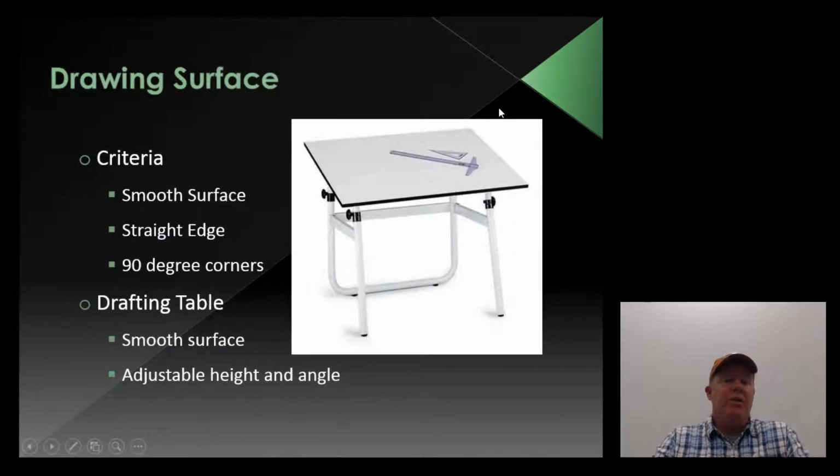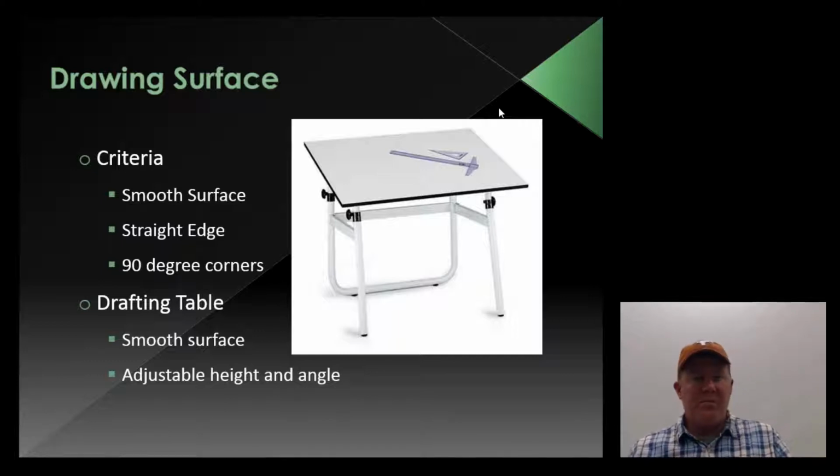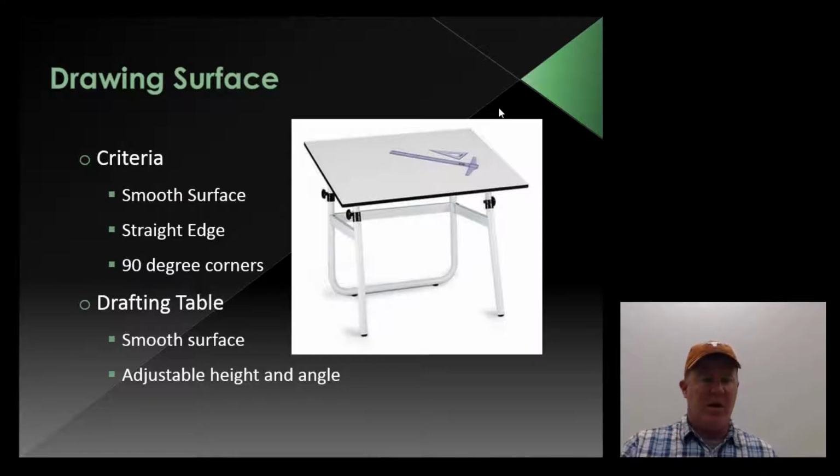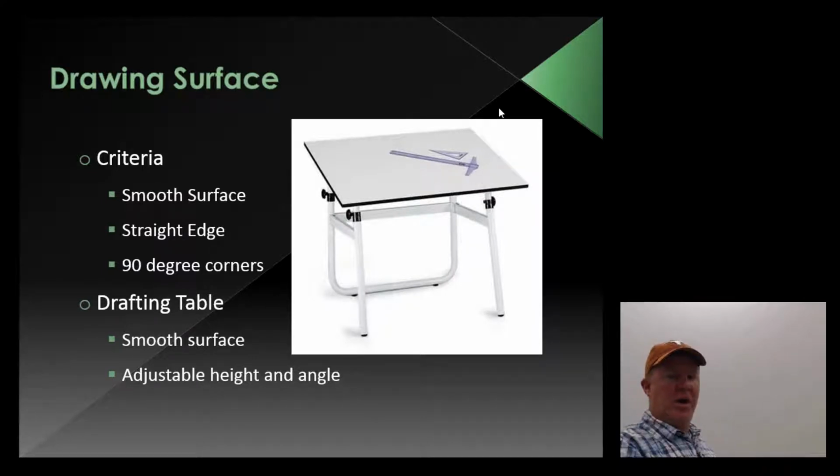So to begin with, you're going to need a drawing surface. At school, we use something similar to this. Our mats are green. They have a matte green finish, but the criteria for your drawing surface is that it has to be a smooth surface. It has to have a straight edge and 90-degree corners. And the drafting table should have a smooth surface and adjustable height and angle. I like working with an angle up sometimes. Our tables at school don't necessarily raise up and down, but our chairs do, based on the height of the student. But we can raise that table up and get it up close to you, and you can draw well with it.